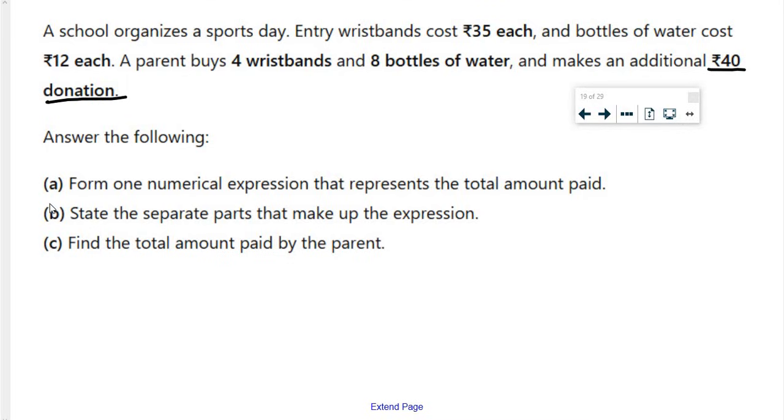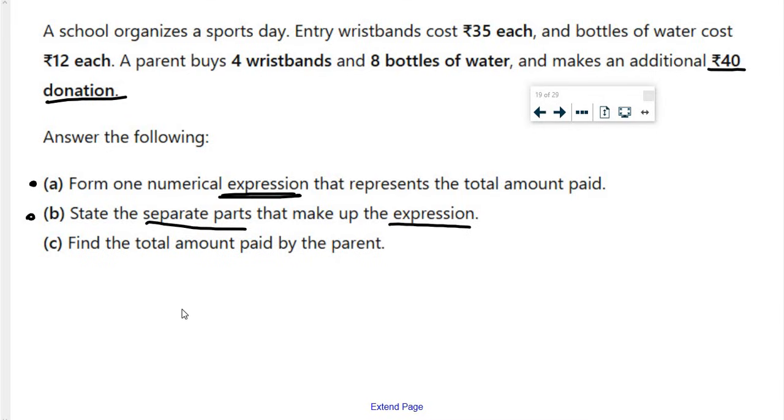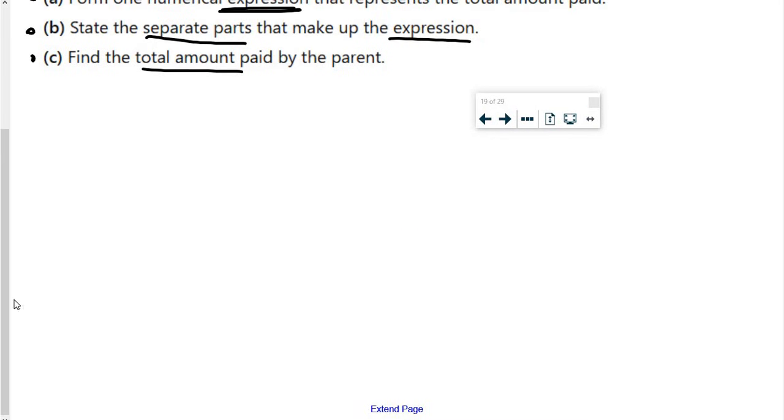Answer the following questions. A. Form one numerical expression. We are supposed to form one numerical expression that will represent the total amount paid. So we need to write an expression. B. State the separate parts that make up the expression. C. Find the total amount paid by the parent. Okay?